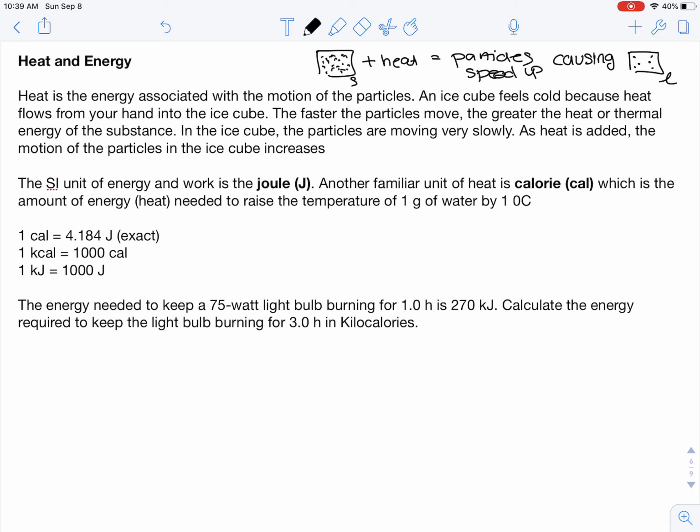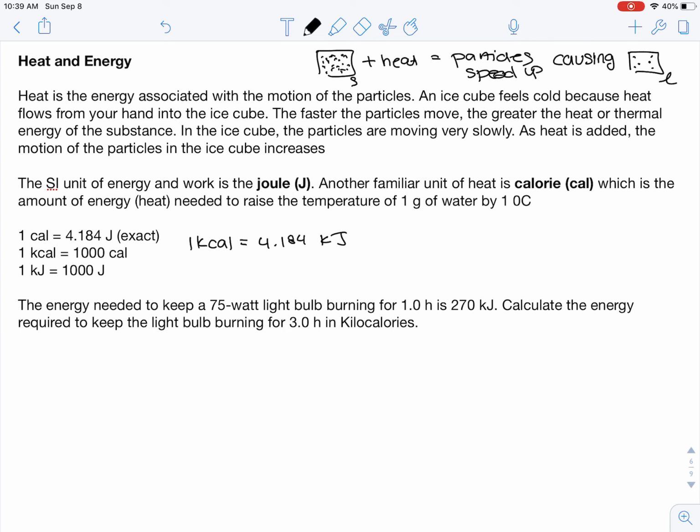The SI unit of energy and work is the joule. Another familiar unit is the calorie, which is the amount of energy needed to raise the temperature of 1 gram of water by 1 degree Celsius. You can go between calories and joules, kilocalories and calories, kilojoules and joules with these conversion factors. And you can also go that 1 kilocalorie is equal to 4.184 kilojoules.